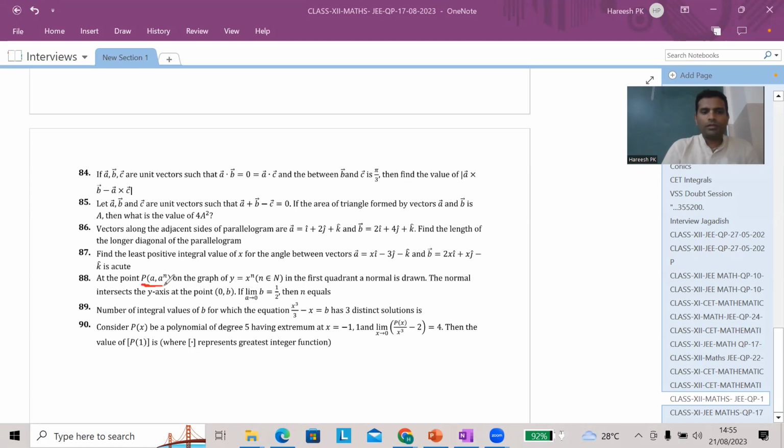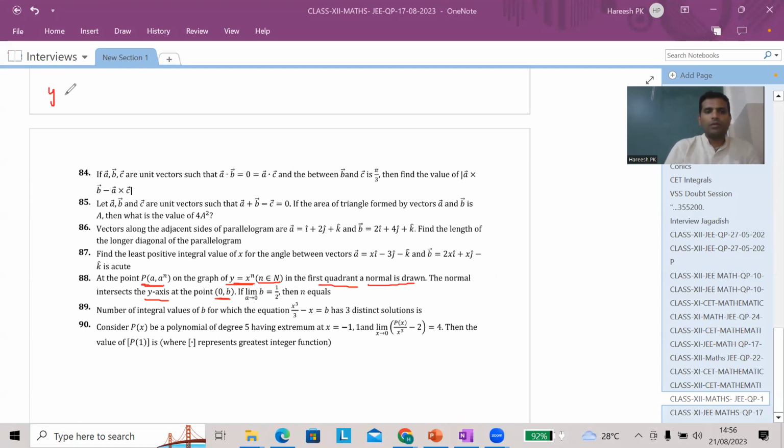This point lies on this graph, and they're saying n is a natural number, and the point is in the first quadrant. And they're saying we should find the equation of normal, and they're saying the y-intercept of the normal is b. And limit a tends to 0, b is half. We need to find out n. So how to write the equation of normal?